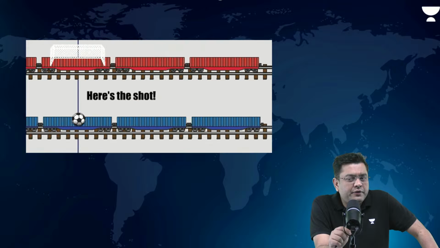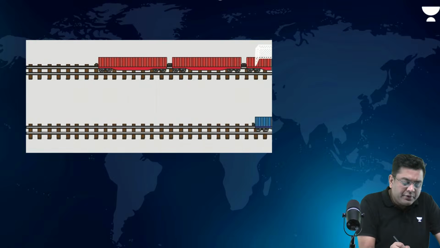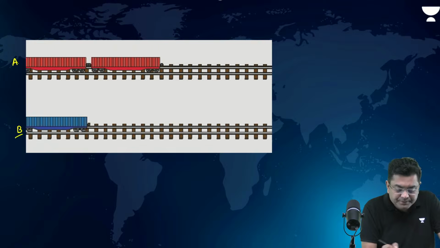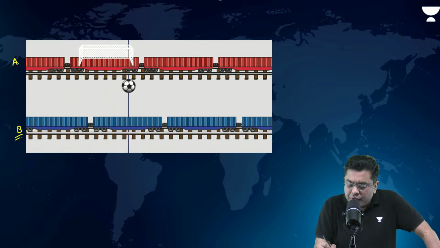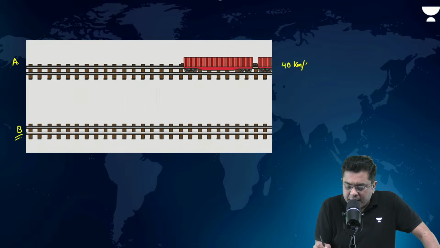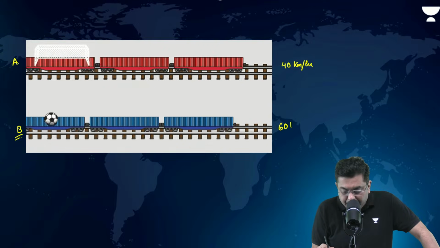For example, consider two trains. Let's suppose I name this train A and this train B. Let's suppose train A is moving at 40 kilometer per hour. Train B is moving at 60 kilometer per hour.